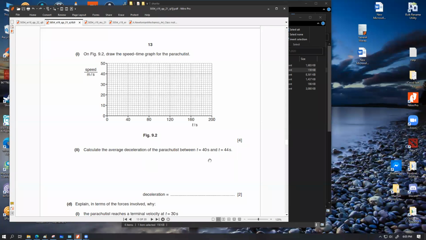For this case, the final velocity is 5 meters per second, and the initial velocity was 44 meters per second.